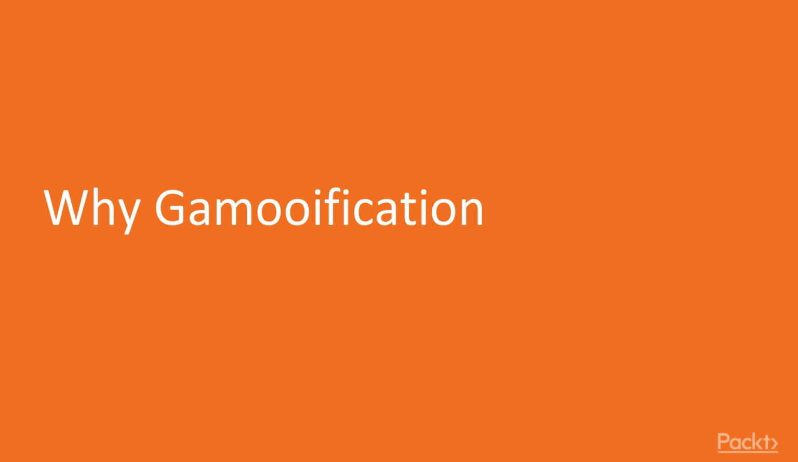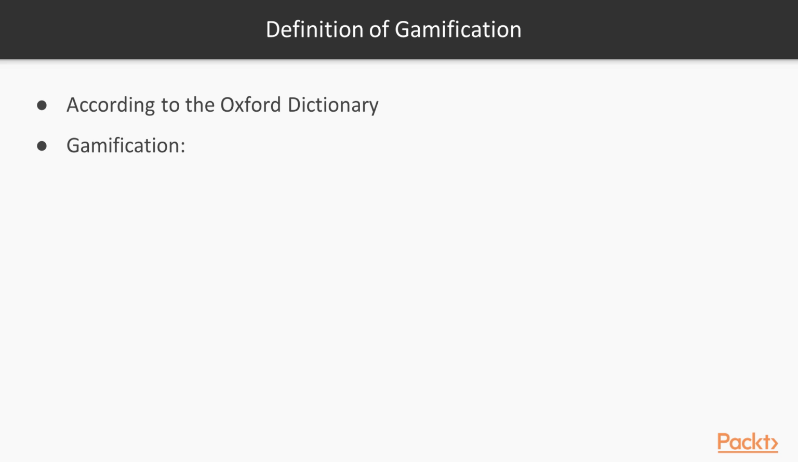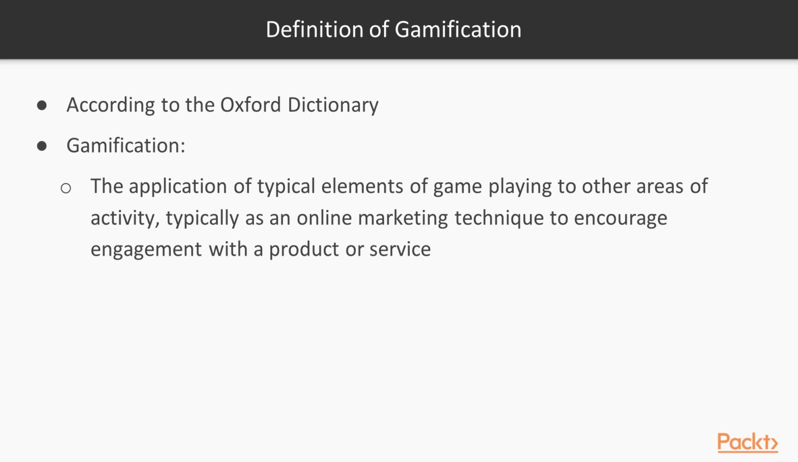Why gamification? In this video, we are going to take a look at the definition of gamification, why to use gamified courses, gamification resources, and badges. Definition of gamification. According to the Oxford Dictionary, gamification is the application of typical elements of game playing, for example point scoring, competition with others, rules of play, to other areas of activity, typically as an online marketing technique to encourage engagement with a product or service.